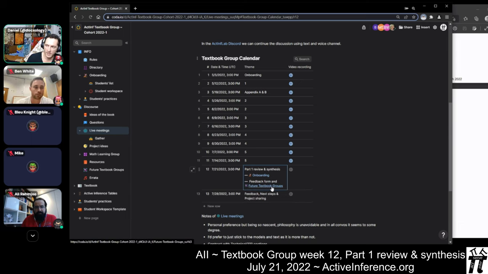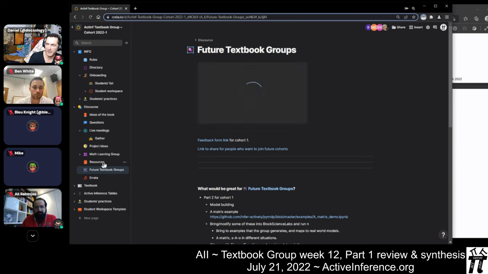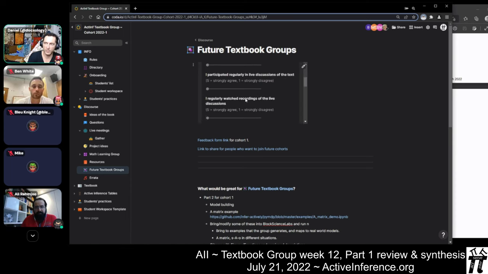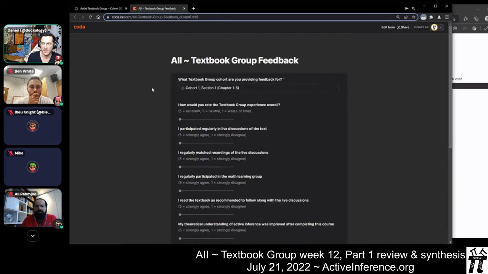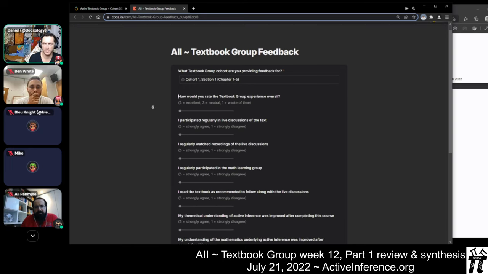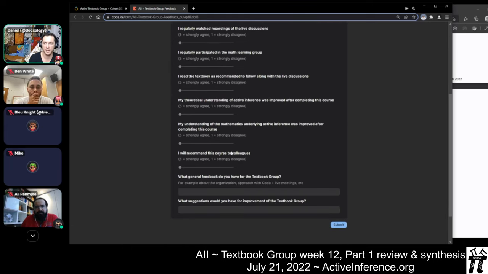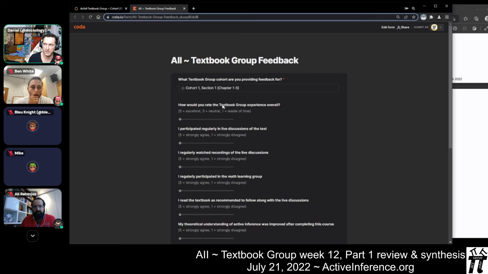Second point, if you go to the Future Textbook Groups page, you'll see an embedded form as well as a link to the form if you want it in a new window like that. It would be exceptionally helpful for you to provide some evaluations numerically and as short or as long as you want on providing feedback. Those are one way that you can provide feedback anonymously.